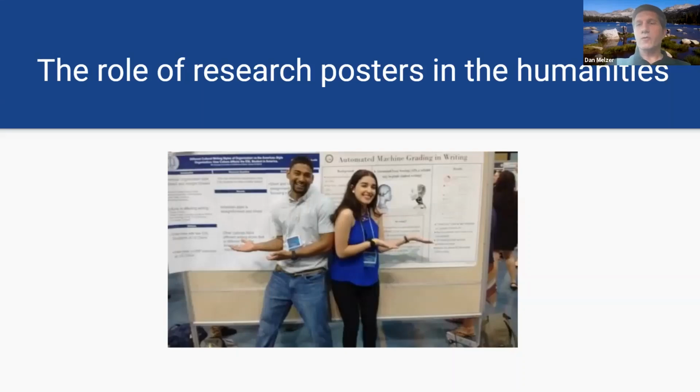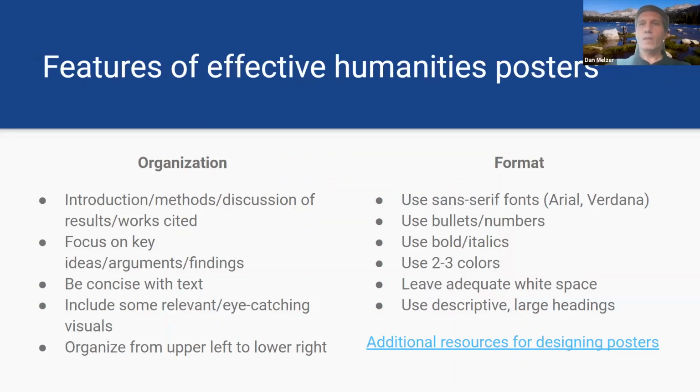Sometimes research posters in the humanities might look a little different than research posters in STEM fields, and we'll talk about that when we look at the features of research posters in the humanities. And when I think about the effective features of a research poster in the humanities, there's 2 areas that I would divide it up. One important consideration is organization, and another important consideration is format.